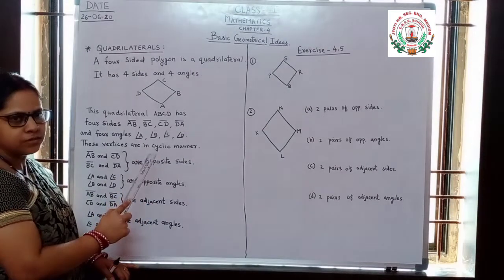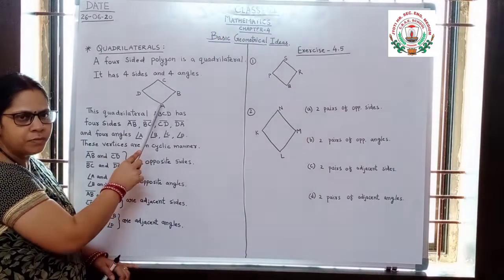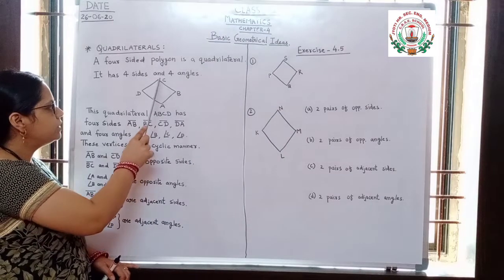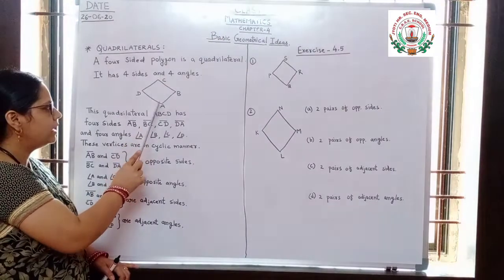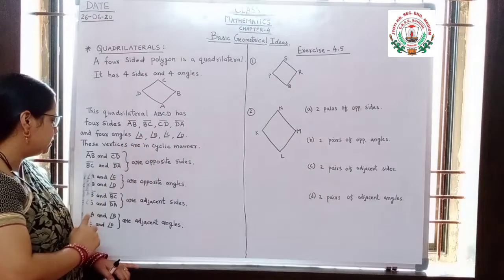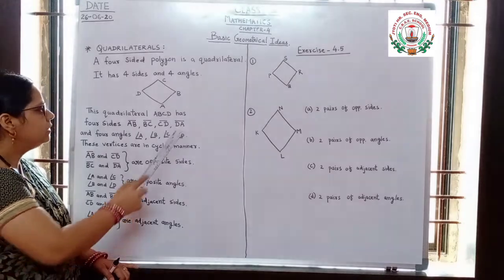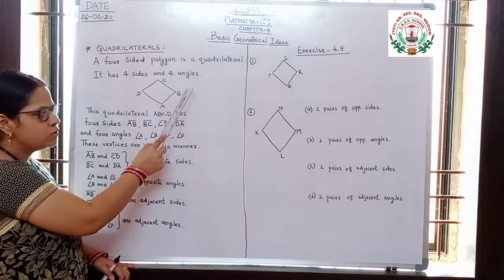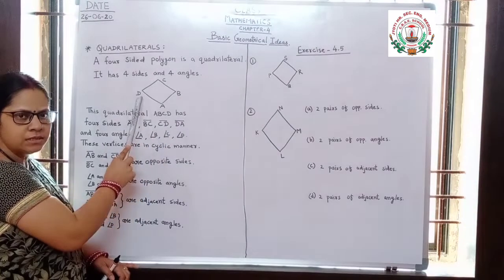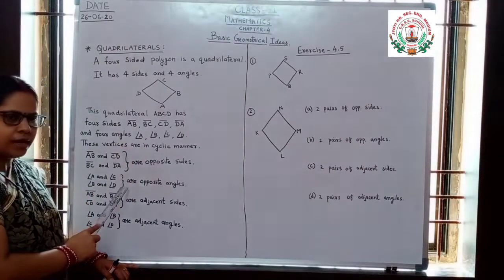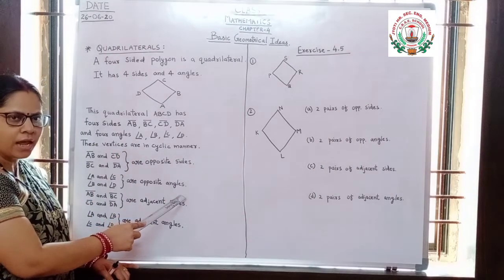Now angles, opposite angles. So first alphabet is A, opposite to it is C. So angle A and angle C are opposite angles. Next alphabet is B. So angle B, opposite is D. So angle B and angle D are opposite angles.